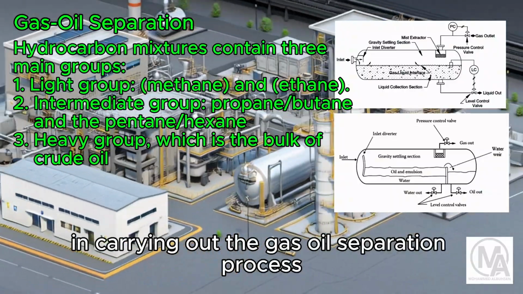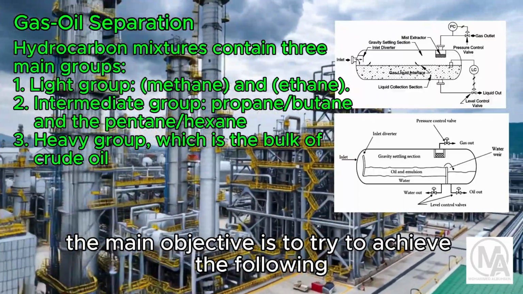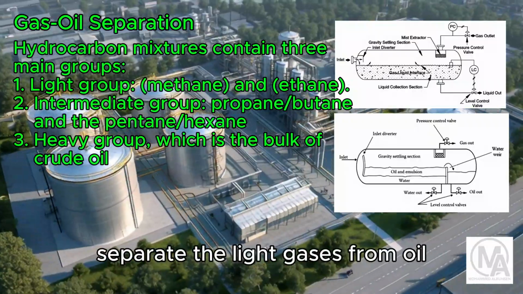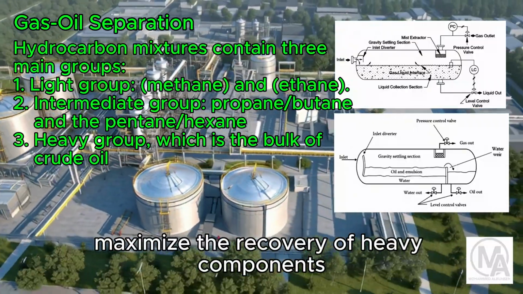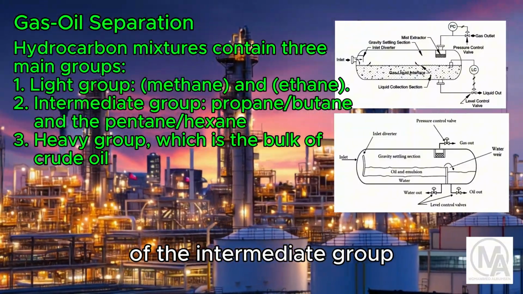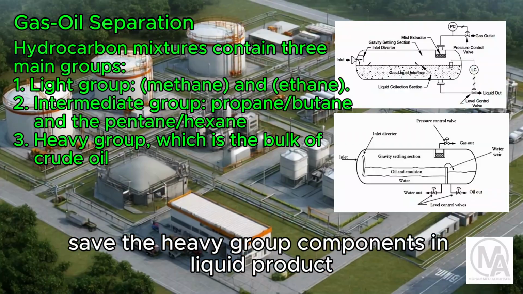In carrying out the gas-oil separation process, the main objective is to try to achieve the following: separate the light gases from oil, maximize the recovery of heavy components of the intermediate group in crude oil, and save the heavy group components in liquid product.